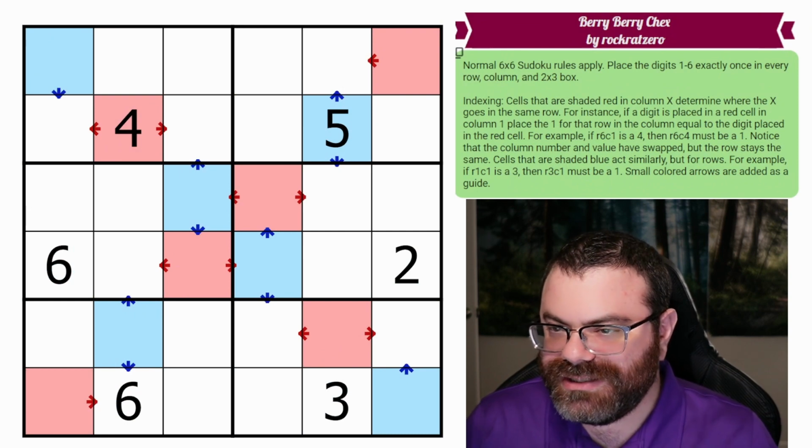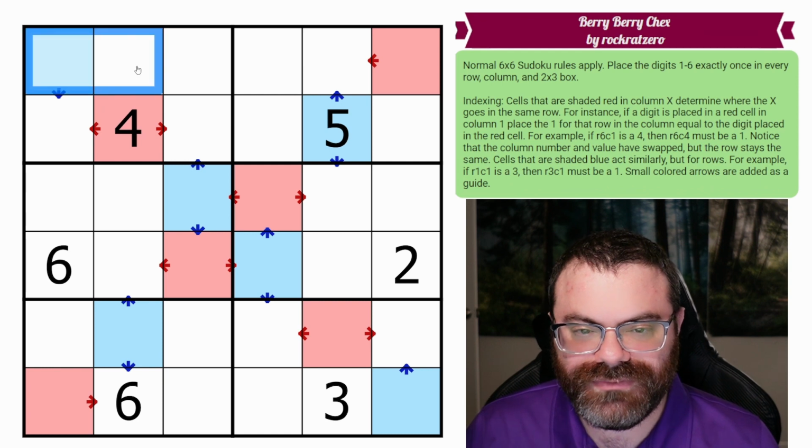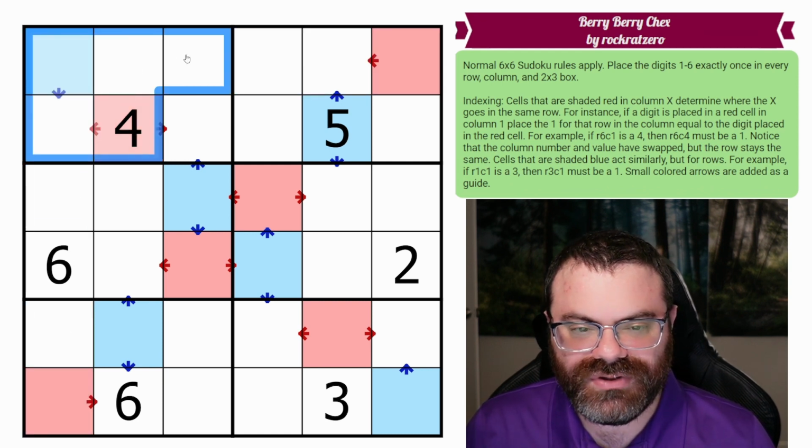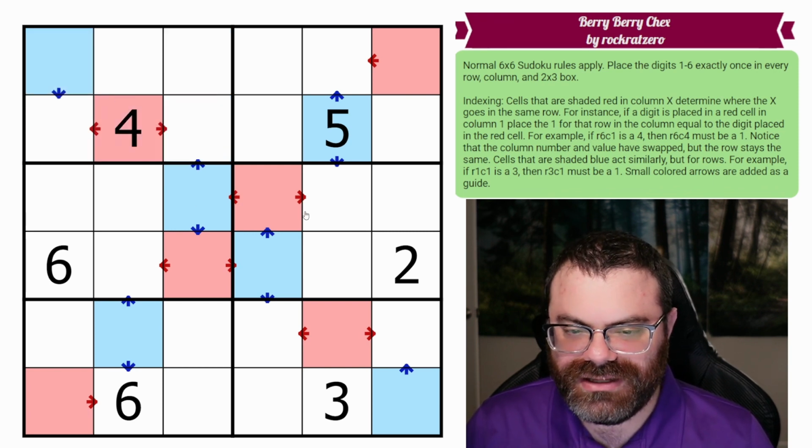So this is an indexing puzzle. We have normal Sudoku rules, 6x6 Sudoku rules. So in every row, every column, and every 2x3 box, we are placing the digits 1 to 6 exactly once each. We also have these indexed cells that are individually highlighted. So what do those mean?